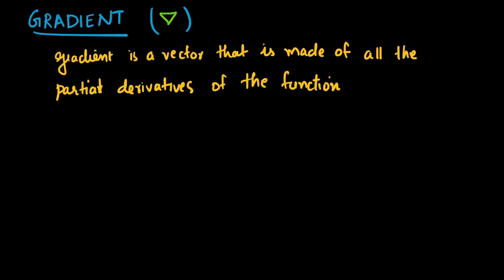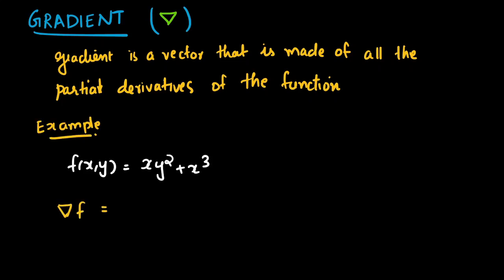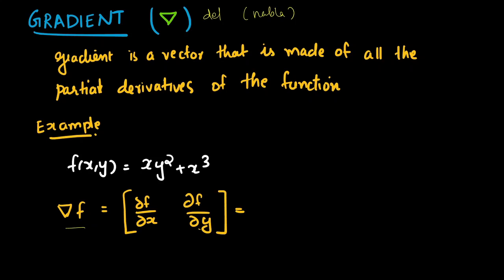And what is gradient? Gradient is a vector that is made of all the partial derivatives of the function. So we find out all the partial derivatives with respect to all the variables, and we combine them in the form of a vector, specifically a row vector, then we call it a gradient. For example, in the last example, f of x, y is equal to x y square plus x cube, del f, we can call it del or nabla. So del f is a representation of gradient: dou f by dou x, dou f by dou y. So the partial derivatives are written in the form of a row vector. Taking the answer from the previous example: y square plus 3x square, 2xy. So this is the gradient of this function.